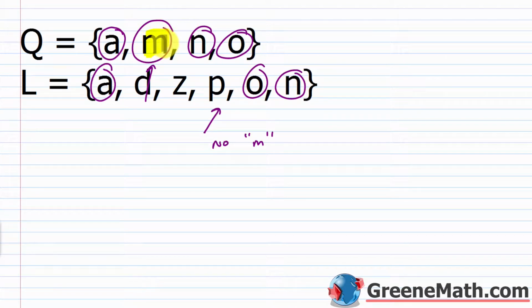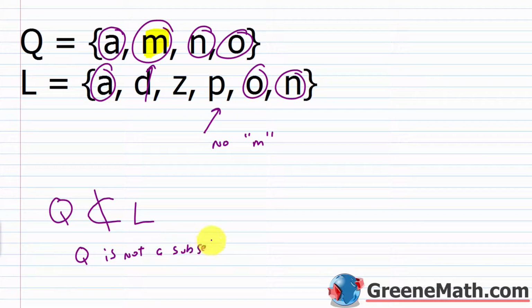For something to be a subset of another, it's got to contain all of the elements. You can't be missing something. So Q is not a subset of L. But if I was to change this set, and let's say I was to put an M in there, then it would be a subset, because L would contain all of the elements of Q. So that's what we mean here when we say Q is not a subset of L.